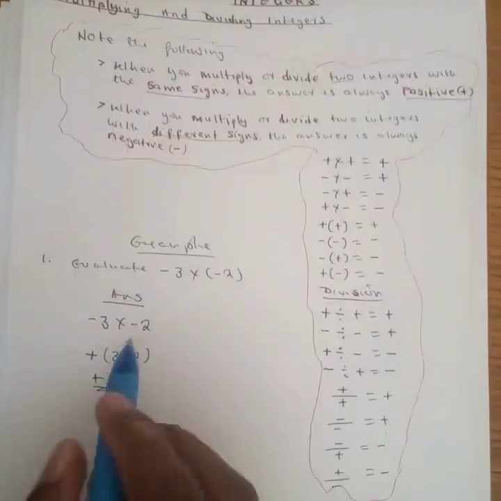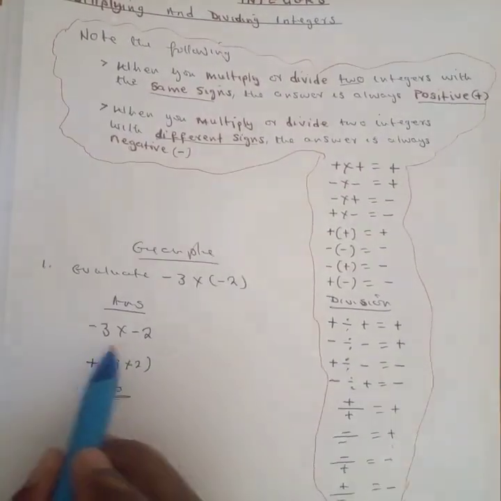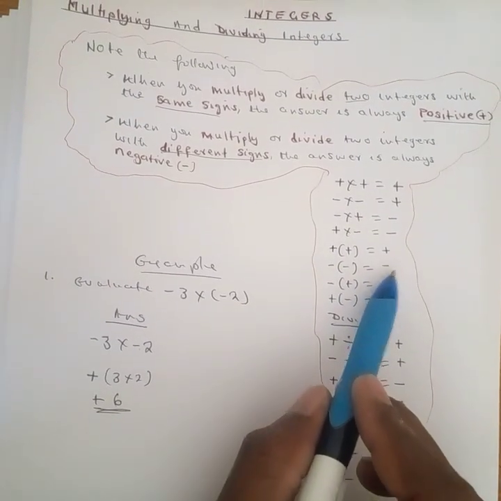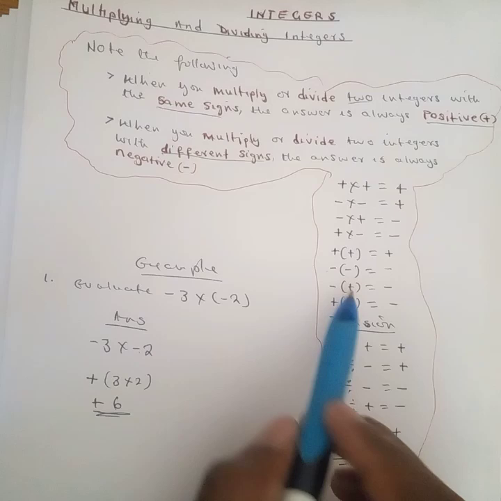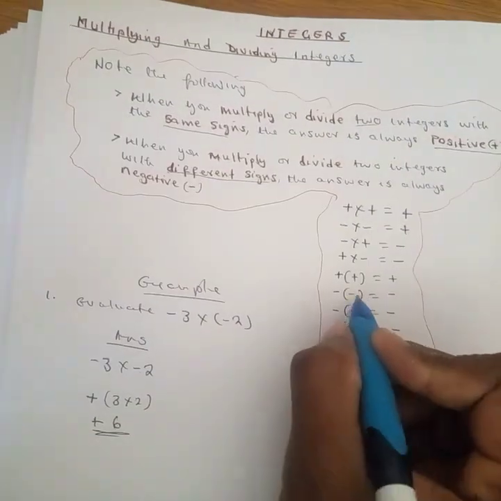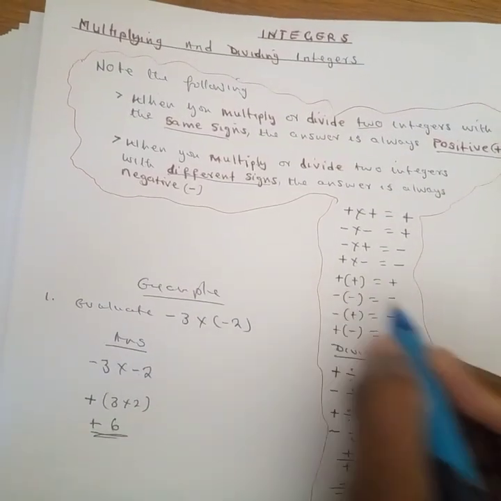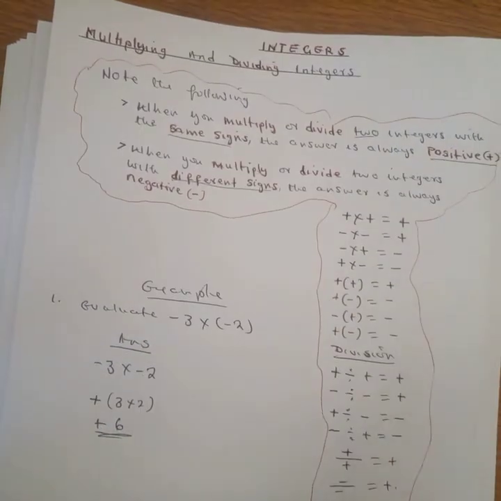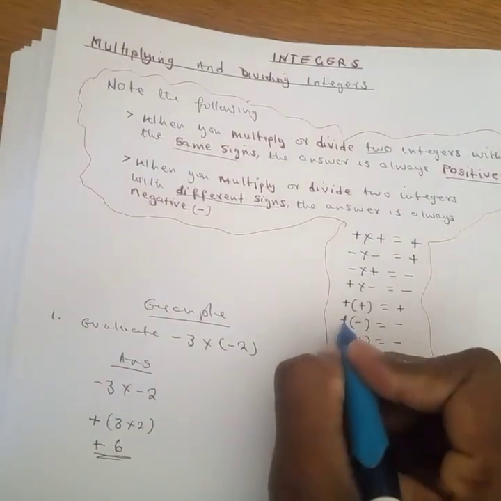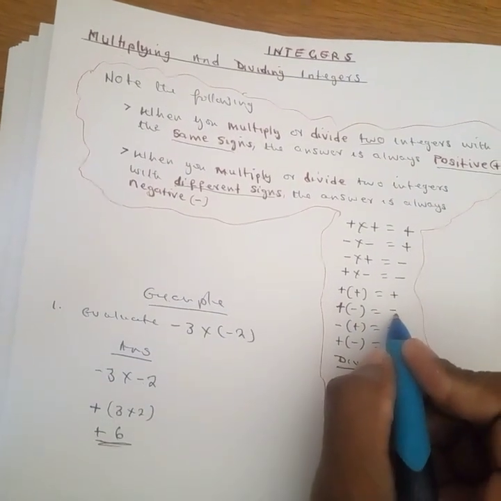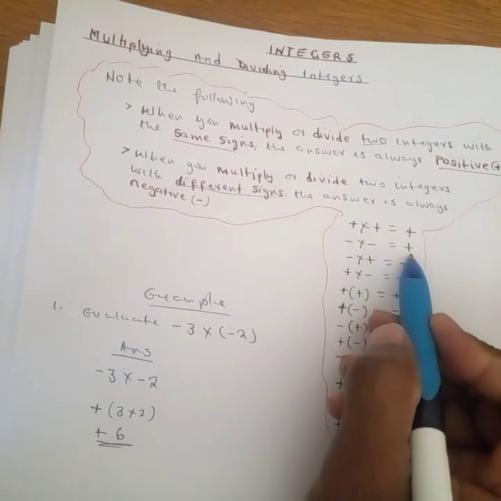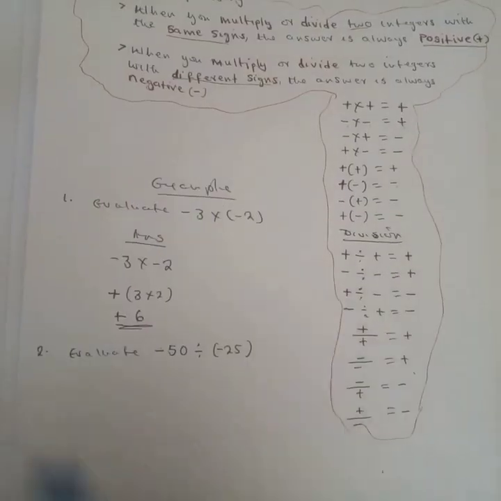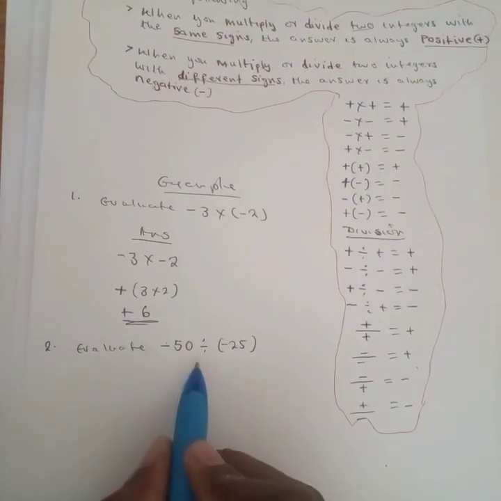So this example was straightforward. By simply saying negative times negative, the answer is positive. Why did I say the answer is negative? This is supposed to be positive times negative here. So this is positive times negative, the answer is negative, but negative times negative, the answer is always positive. So that's why we have positive 6 here. So now the example for division.